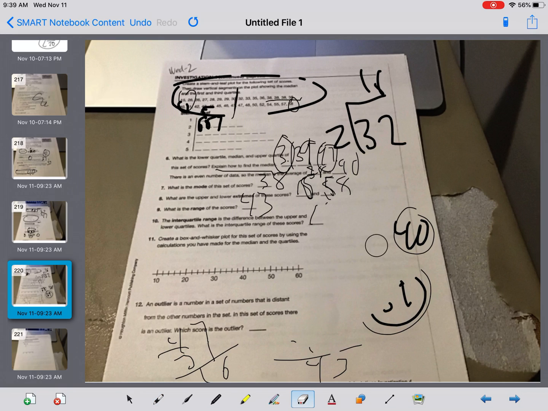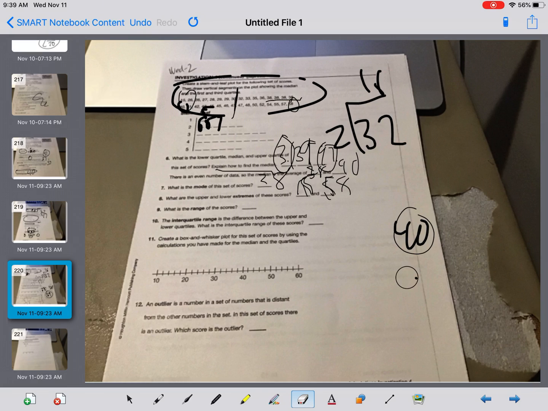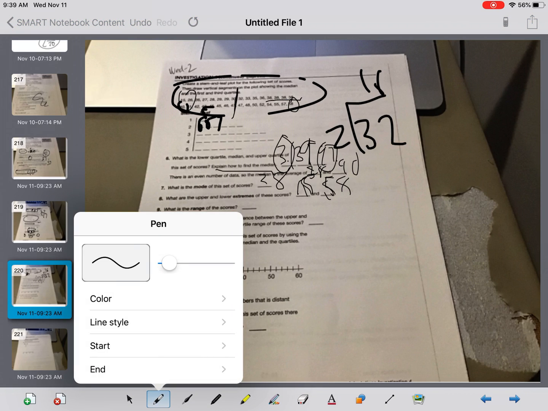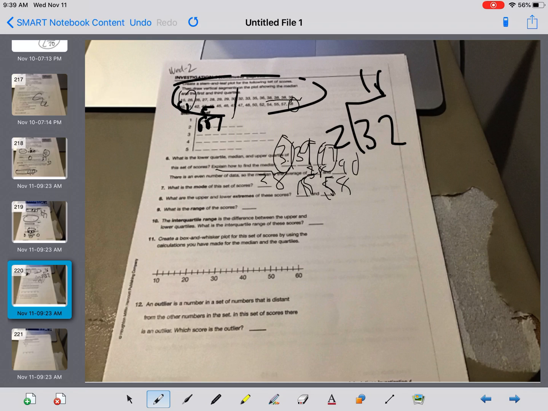So that's 16. Okay. I'm going to erase some of this, guys, quickly because I got writing everywhere and we got to do this work on the bottom. Okay, now we did all this work for the stem and leaf plot. And now they're going to make us do number 11. I'll make that back a little bigger again.